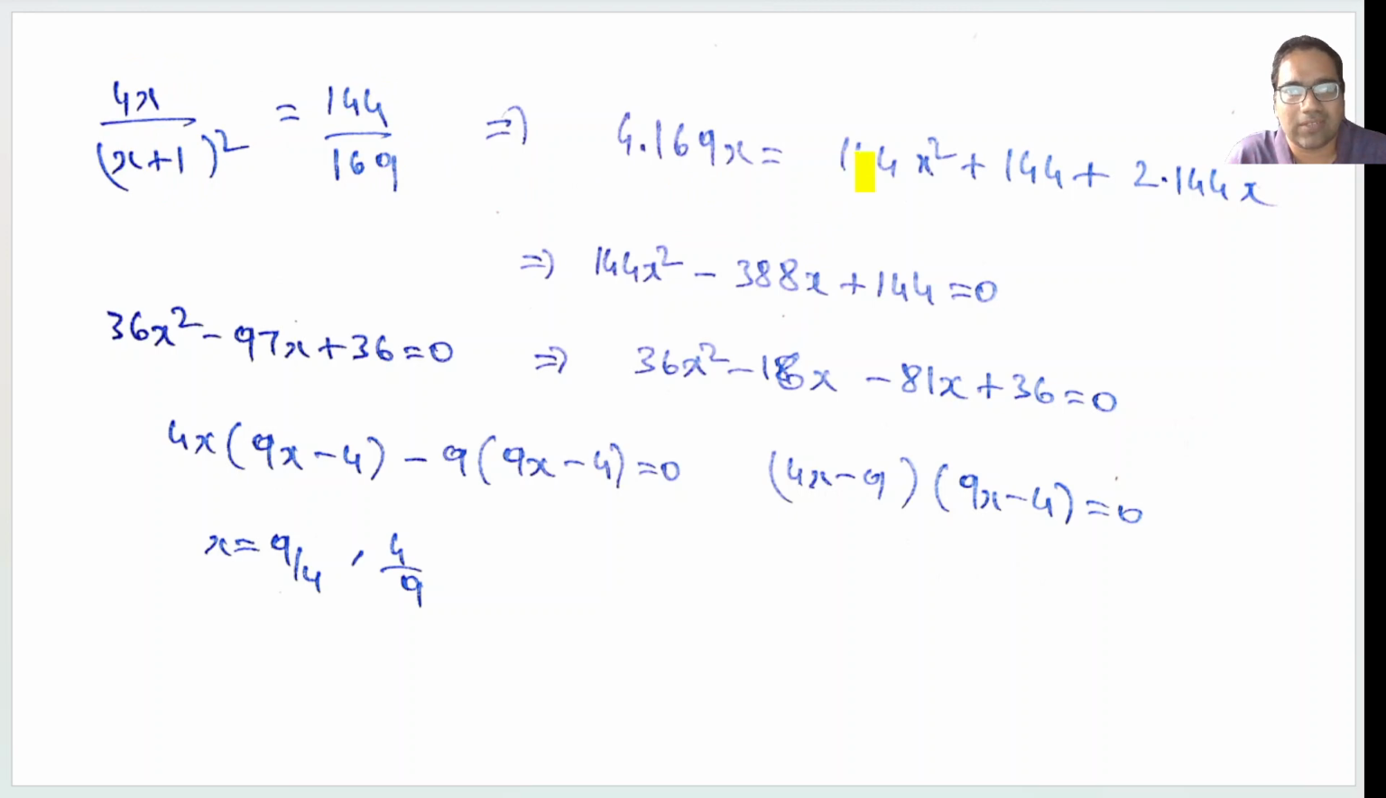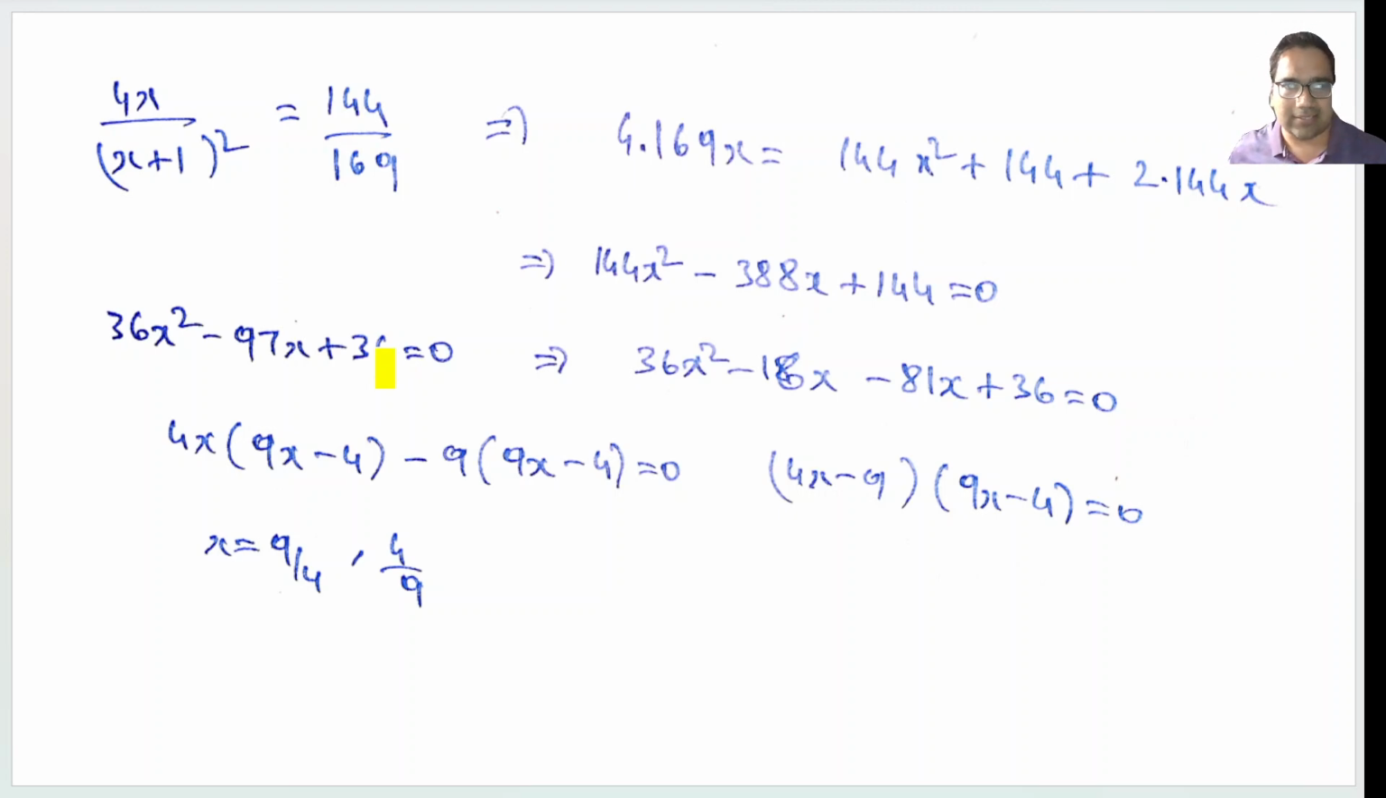That is 144x square plus 144 plus 2 into 144x. If you simplify this, we will get 144x square minus 388x, that is 2 into 144 minus 4 into 169, plus 144. We can further simplify this by 4, since it is divisible by 4 everywhere: 144 also, 388 also, 144 also. So by 4, we get 36x square minus 97x plus 36 equals 0.